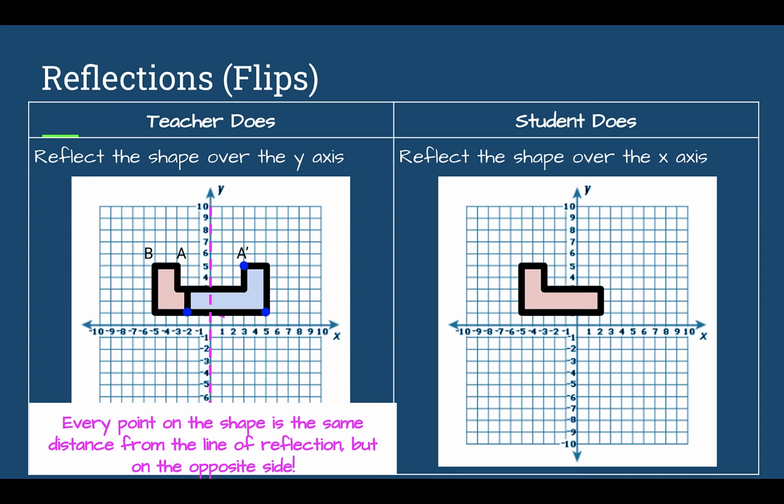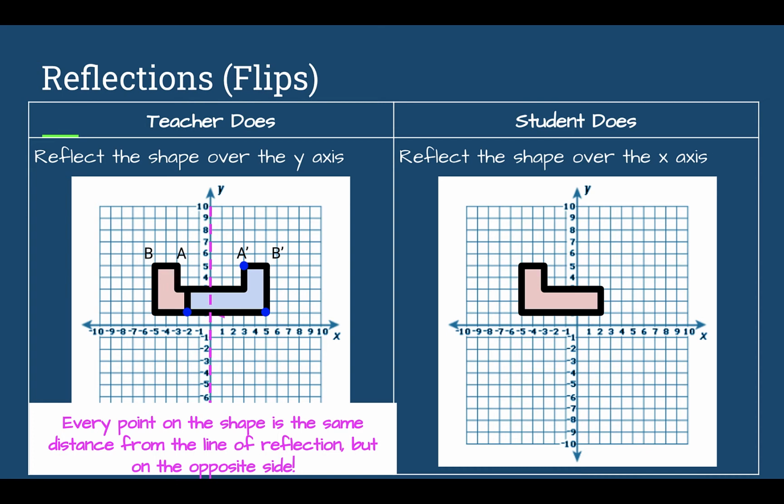And here you can see that B prime is now on the opposite side of A prime compared to where B is with A. They are reflected. Everything is flipped. Now it's your turn. Pause the video. This time, reflect your shape over the x-axis.